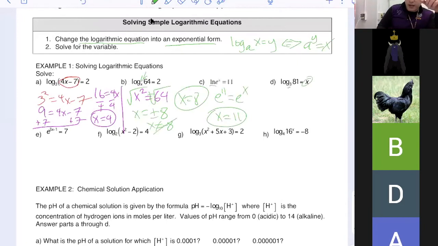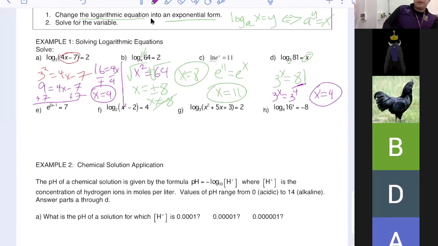Okay, remember it's equal to the exponent, so 3 to the x is equal to 81. And now, we could guess and check, or some of you will want to change 81 to have the same base. You could do that too. So 3 to the x is equal to 3 to the 4th, x is equal to 4.